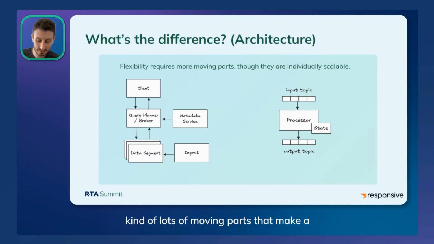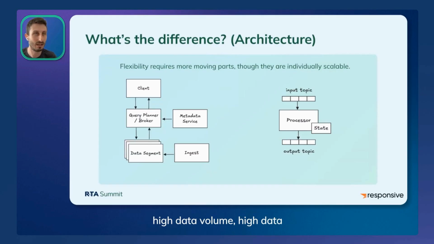So as you can see, there are lots of moving parts that make a database functional in this very flexible manner. The benefit is that all of these are typically individually scalable. So if you have a ton of data, you can have lots of segments, but you might not necessarily need a very robust metadata service layer, or you can have a slightly smaller broker if the query volume is a little lower and you have high data volume, high storage needs.